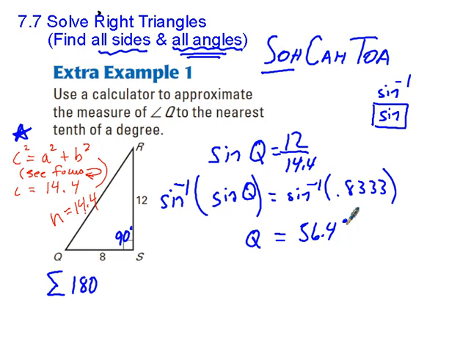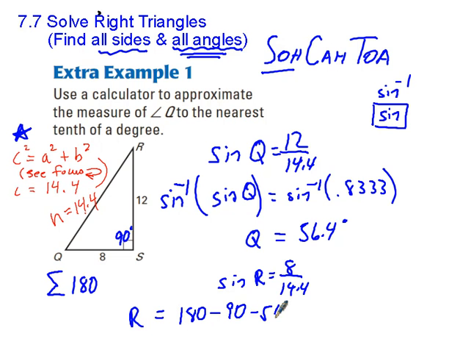We could do the same thing for r and go sine r is equal to 8 over 14.4, and do the sine inverse, or we could have done cosine. But I probably would have done, that's just going to be 180. R will be 180 minus 90 minus 56.4, which gives us 33.6 degrees. And that probably would be the easier way, just to subtract them from 180.